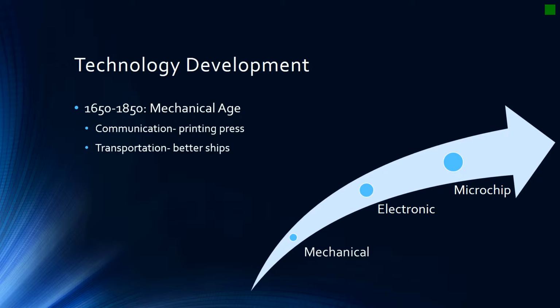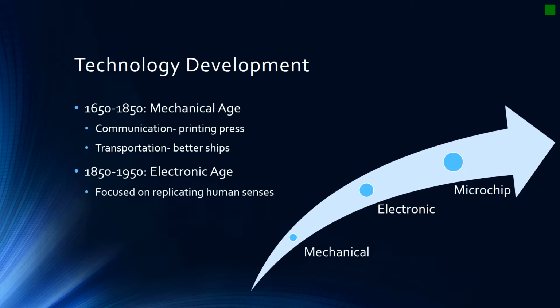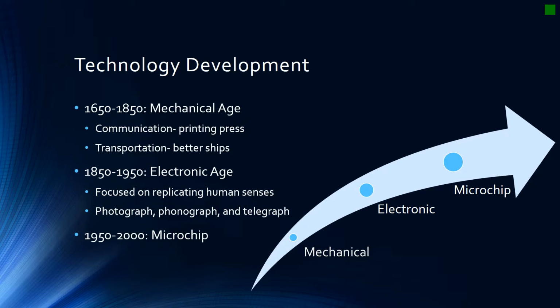continued to increase. From 1850 to 1950, inventors focused on replicating human senses in their inventions. The photograph, phonograph, and telegraph enabled people to share the findings even faster. From 1950 until 2000, the invention of the microchip enabled the inventions developed previously to be improved. Technology has been exponentially growing, and we see this evidenced as new devices are invented constantly. These new inventions in the digital age are having a great impact on people.